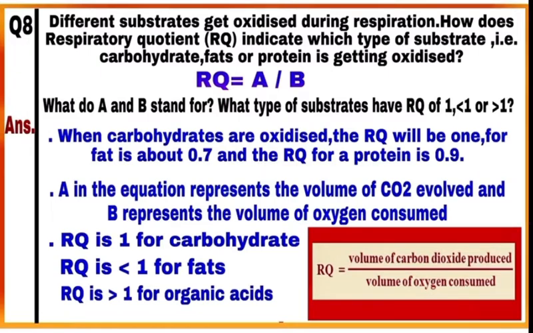Now, second part of the question देखिए, RQ is equal to A upon B. What do A and B stand for? Here A represents volume of carbon dioxide evolved and B represents the volume of oxygen consumed. Now the next part of the question, what type of substrates have RQ of 1, less than 1 or more than 1? RQ is 1 for carbohydrates, it is less than 1 for fats, and it is more than 1 for organic acids.